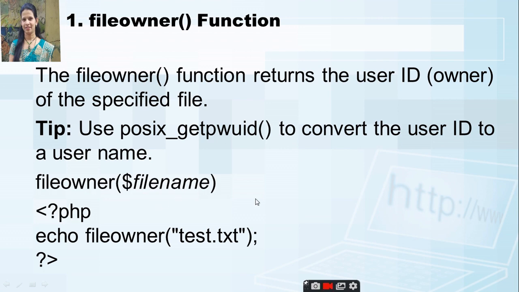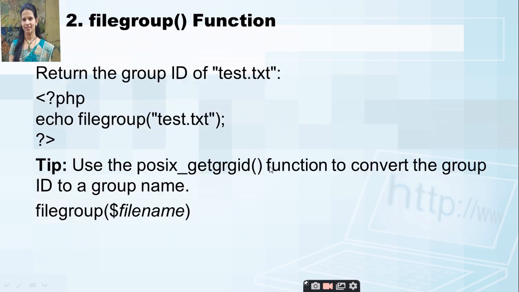fileowner($filename): this is the syntax for the fileowner function. Pass the file name, for example test.txt. You send this as the file name, and this function will return the user ID, and the user ID will give you all the information, like the username, GID, UID, and so on. So for this we are using the fileowner function. Next is the filegroup function. The first one was the owner function, now is the group function.